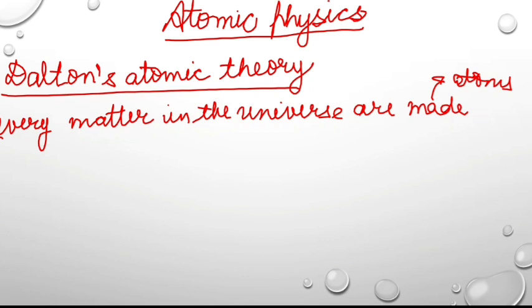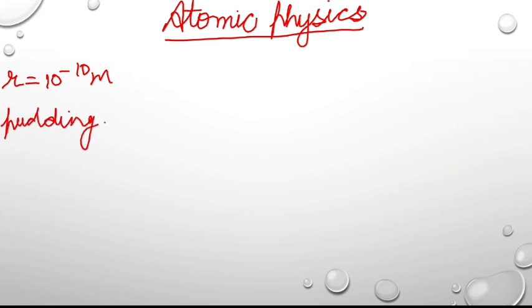Now let's discuss Thomson's atomic model. Thomson said that the atom is a positively charged sphere, and he said that the radius of the atom is 10 to the power minus 10 meter. Also, the electrons are distributed uniformly, just like in a pudding we see the plums distributed uniformly. Similarly, in the atom, the electrons are distributed in a similar manner.